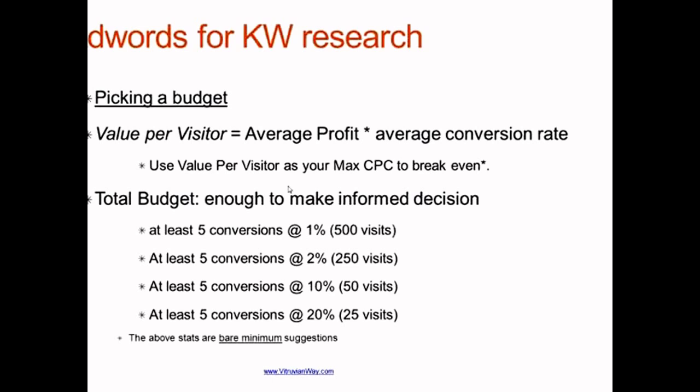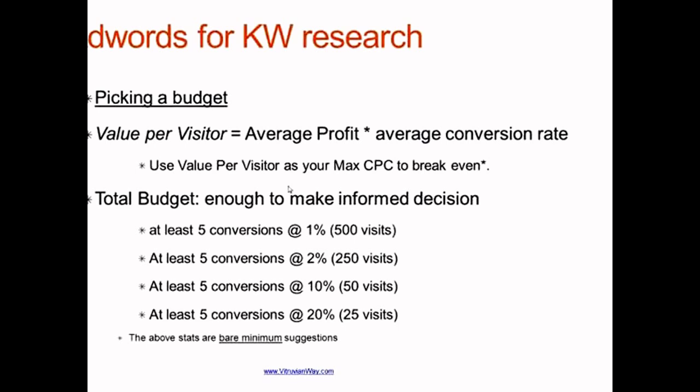So to establish your value per visitor, all you actually have to do is just take your average profit, let's say that's $100, and multiply that by your average conversion rate. So if your average profit is $100 and your average conversion rate is 1%, well, then your value per visitor is $1. Well, that's pretty straightforward.